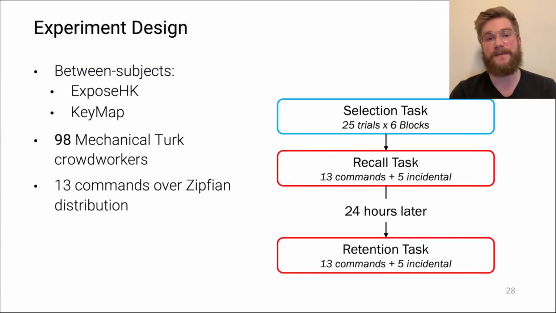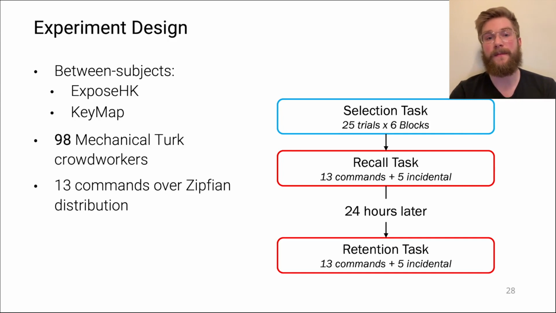Our experiment design was between subjects. We compared ExposeHK to KeyMap, and we recruited 98 Mechanical Turk crowd workers. They each were assigned 13 commands distributed over a Zipfian distribution to make some commands more frequent than others, just like in the real world for commands like undo.